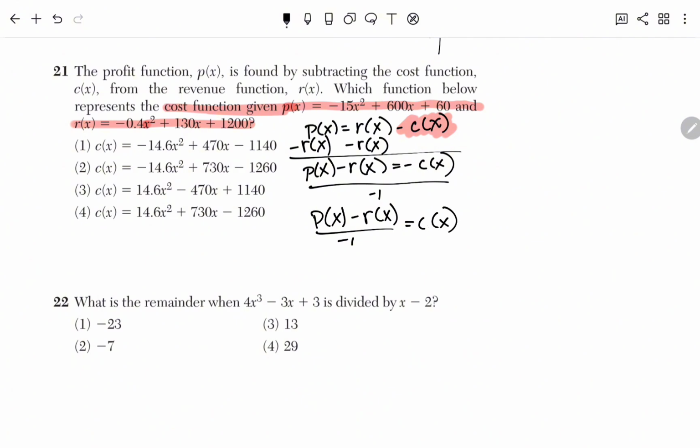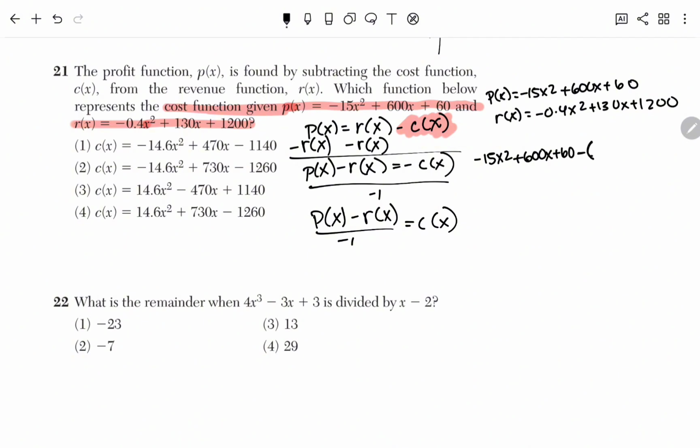Yes, because now I know what I'm plugging in to find C of x. I know that P of x is equal to -15x squared plus 600x plus 60. R of x equals -0.4x squared plus 130x plus 1200. I'm going to plug that straight into my equation. So negative 15x squared plus 600x plus 60 minus, and look, I'm putting parentheses, negative 0.4x squared plus 130x plus 1,200.